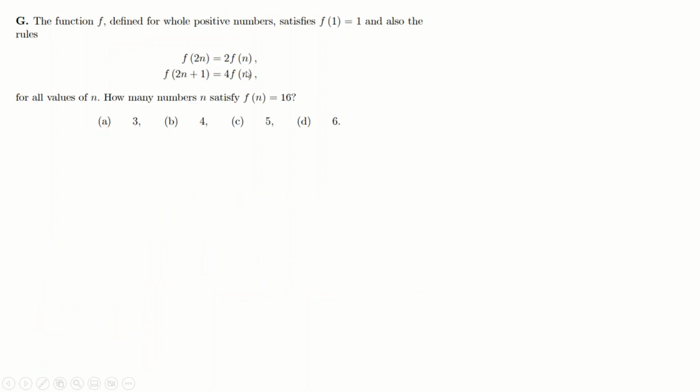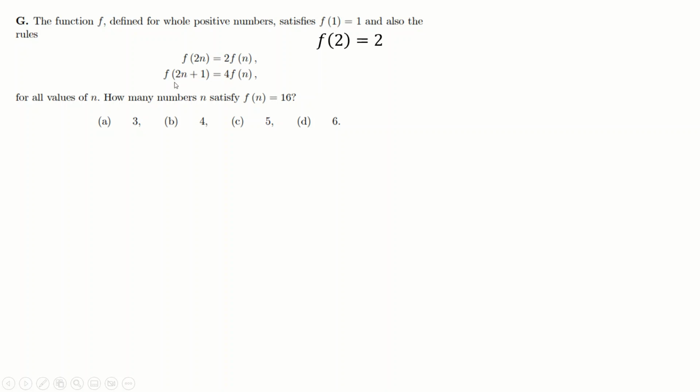G is one of those questions. We see lots of these questions in math. They've come up time and time again, where we just work a lot of things out. And it shouldn't take too long. F of 1 is 1. So F of 2, if we just use n is 1 here, is equal to 2 times 1, which is 2. F of 3, 3 is odd, so we must be using this rule.